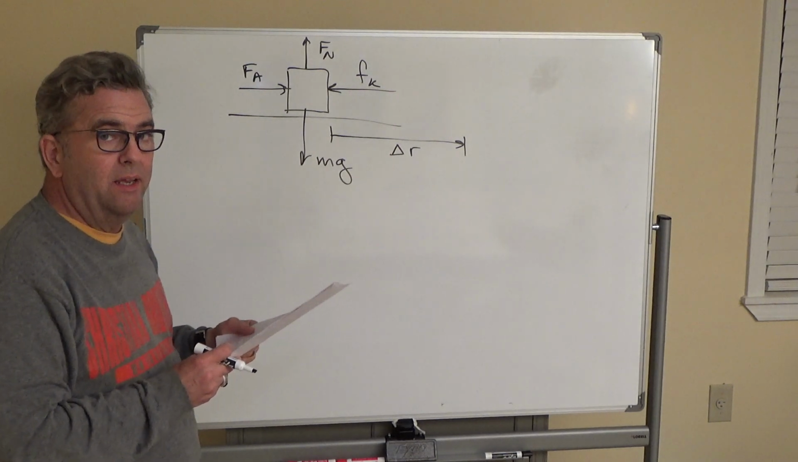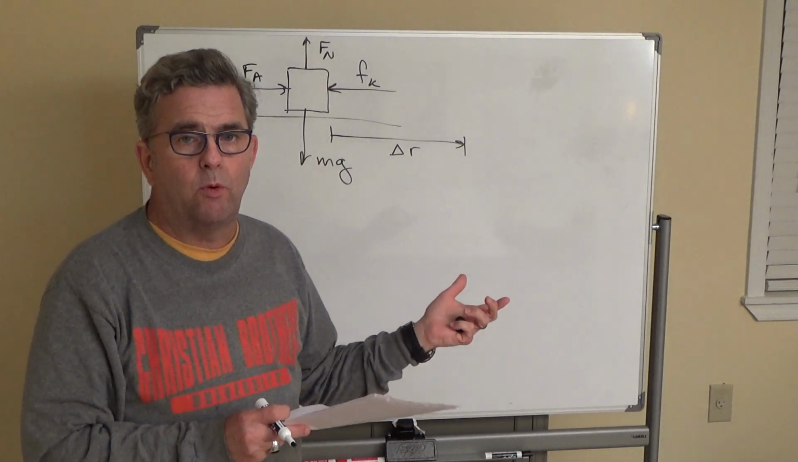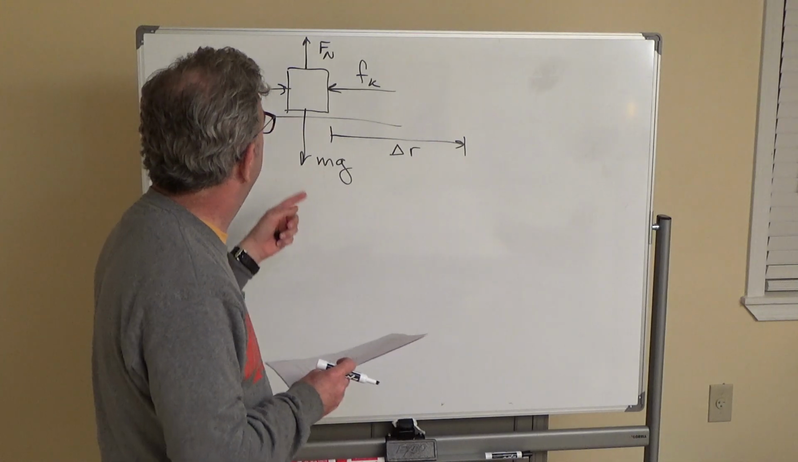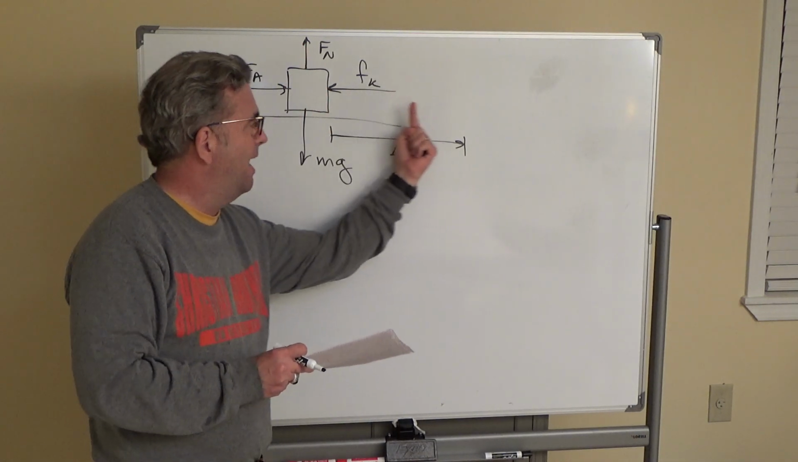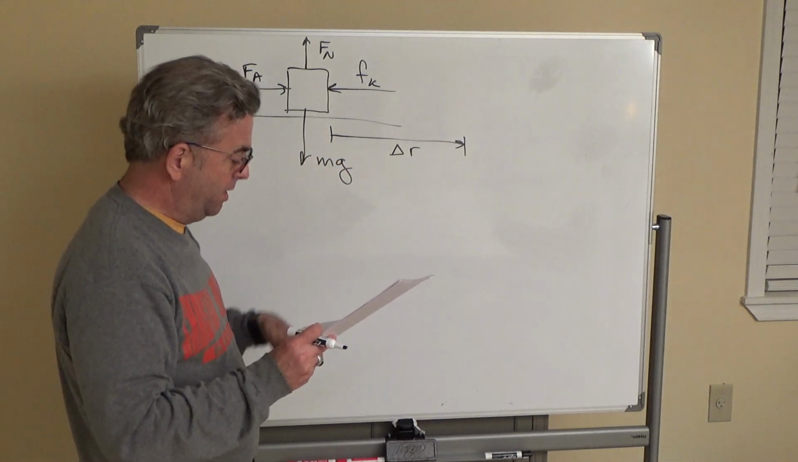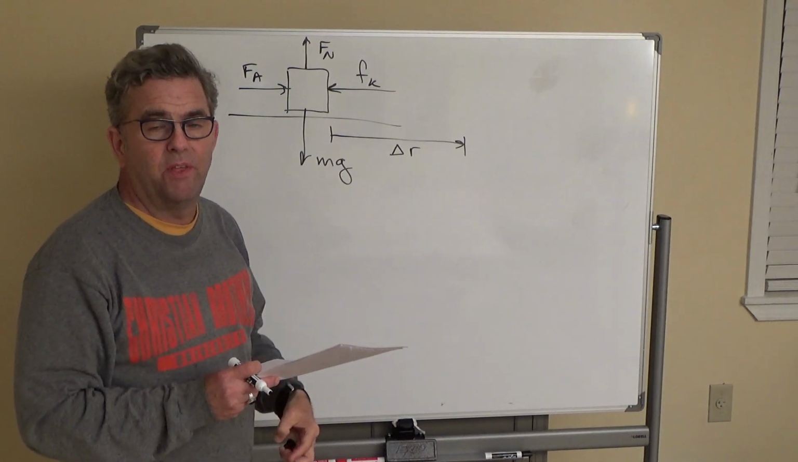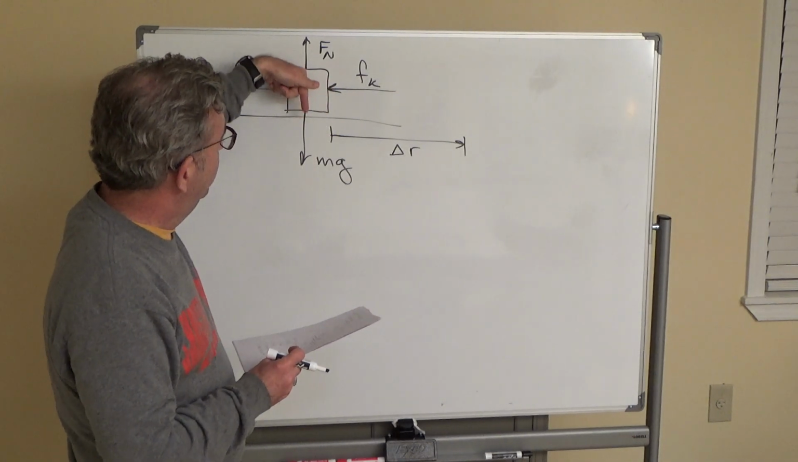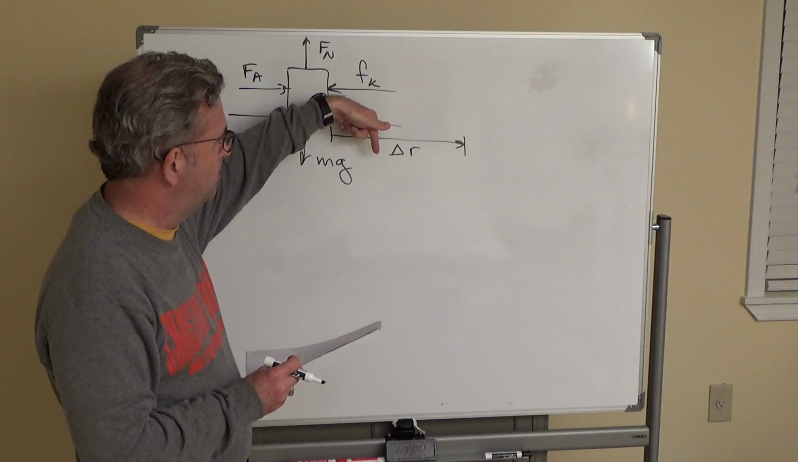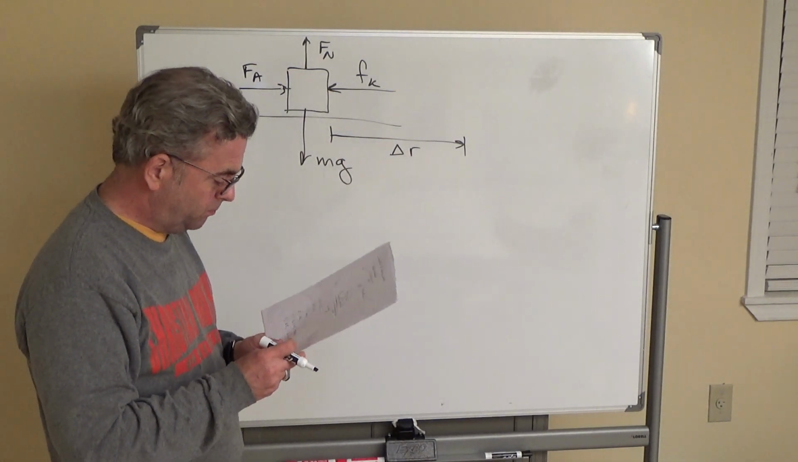That's part B. Part C asks you, how much work is done by the normal force? Well, the normal force is at a right angle to the displacement, so 0. How much work is done by the gravitational force? Same thing. The gravitational force is perpendicular to the displacement. No work done by the gravitational force.